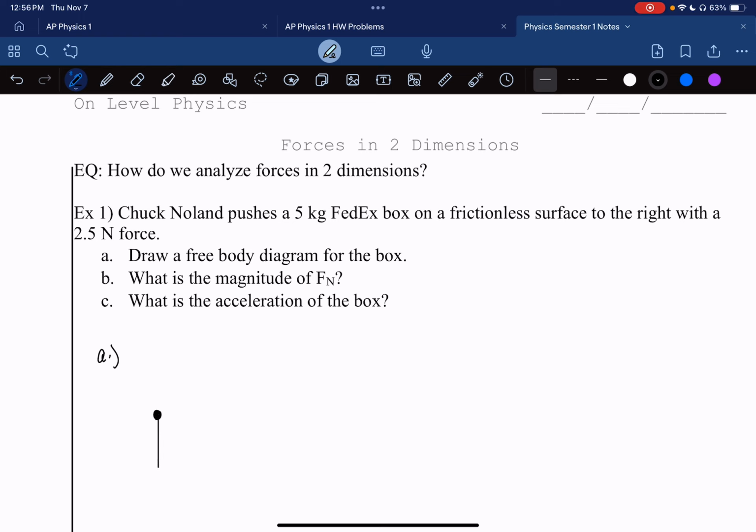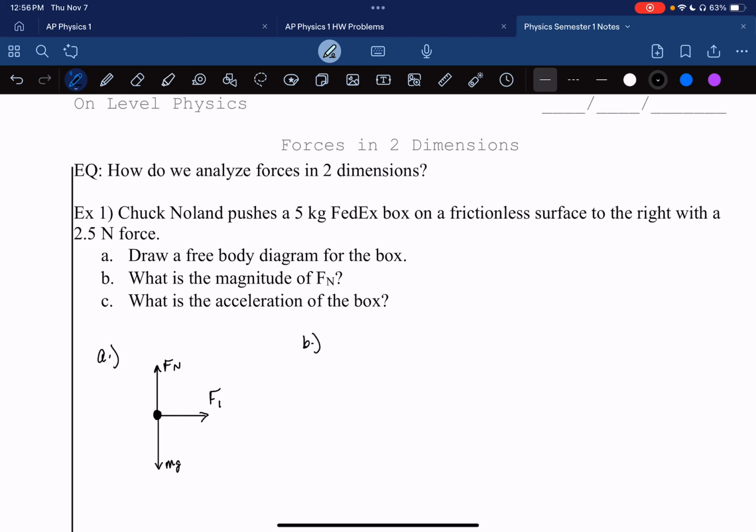The box has a gravitational force mg. It has a normal force Fn because the surface is pushing back up against the box. And Chuck Nolan is pushing to the right with a force. Now we could call this Fp as we've done before, but I realized on the assignment we called it F1. And so we'll just do that. It's just a name. Cool, and that's the free body diagram.